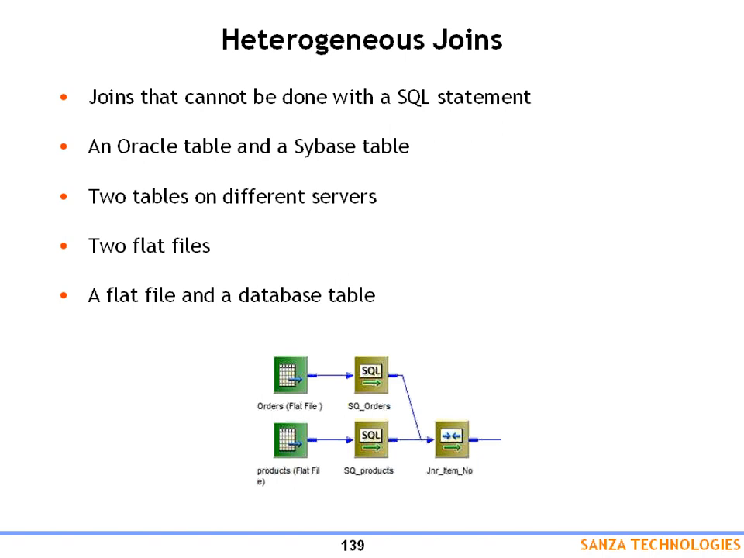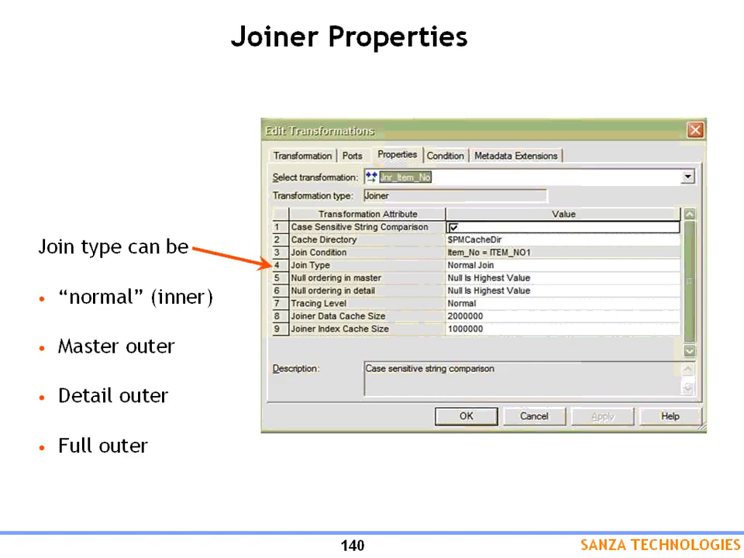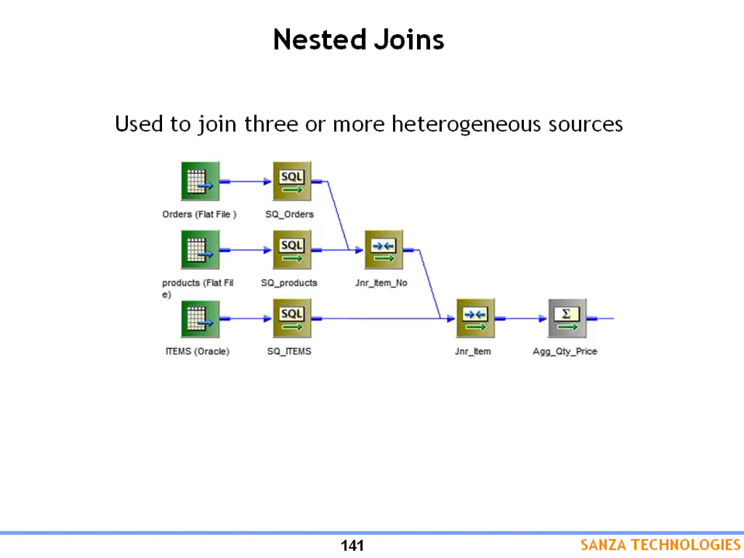But the fundamental rule of a joiner is a single joiner can take two inputs only, order and product. If you have more than two, if you have three sources, then you have to use two joiner transformations. So the number of sources minus 1 is the number of joiner transformations you will use in a mapping, because joiner can take two inputs only.